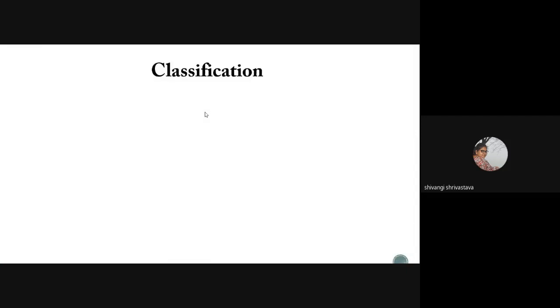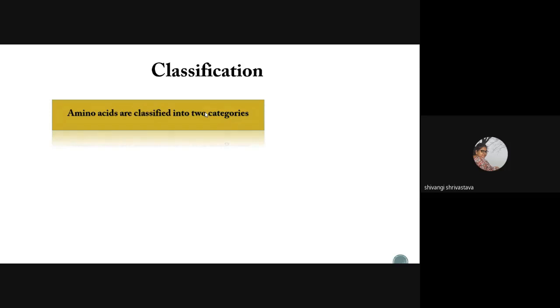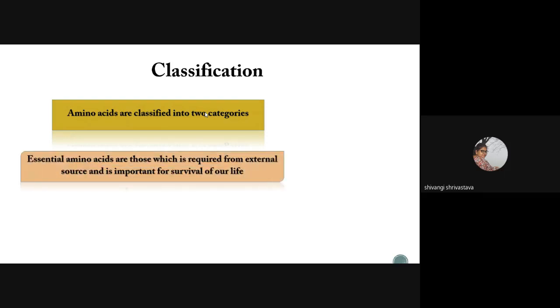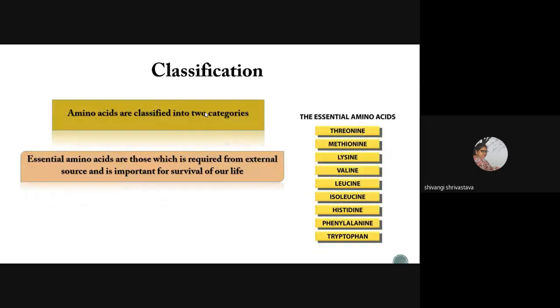After this, classification is required. These are basically divided into 2 categories, but sometimes we talk about 3 categories. First is essential. What are they? Essential amino acids are those that we need for our growth or survival, but our body is unable to synthesize them, so we need these amino acids from external sources. There are 10 amino acids in the essential category, but there is a second classification, which is semi-essential amino acids. Actually, there are 8 amino acids which come in the essential category, because they are required in both children as well as adults.